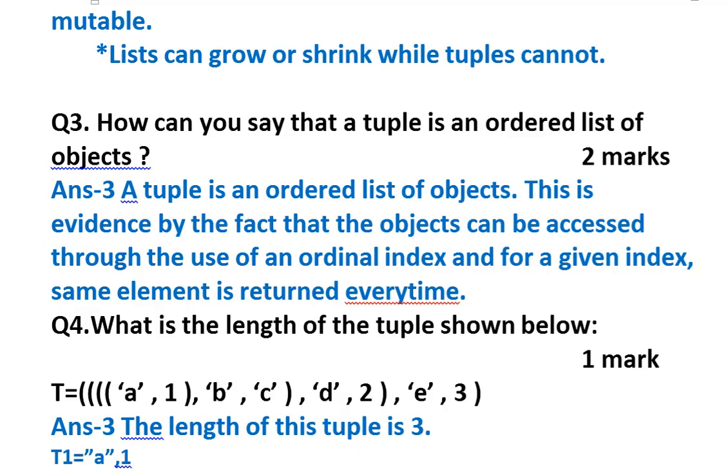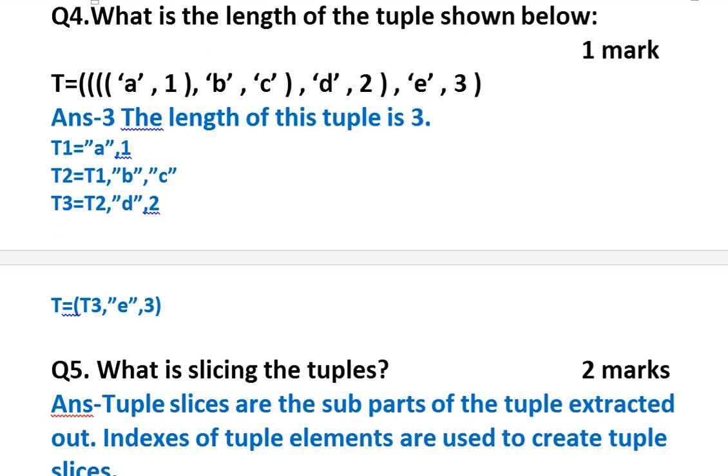Now question number 4. In this you have to check the length of the tuple. So this is the tuple. Now the answer to 4: the length of the tuple is 3. Why? In this T1 is equal to A and 1. Now T2 is equal to B and C. In this T1 is also included.